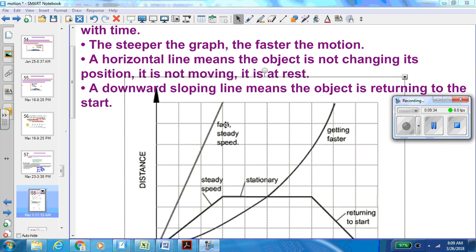If the line is sloping downward on a distance time graph, then that means the object is returning to start.